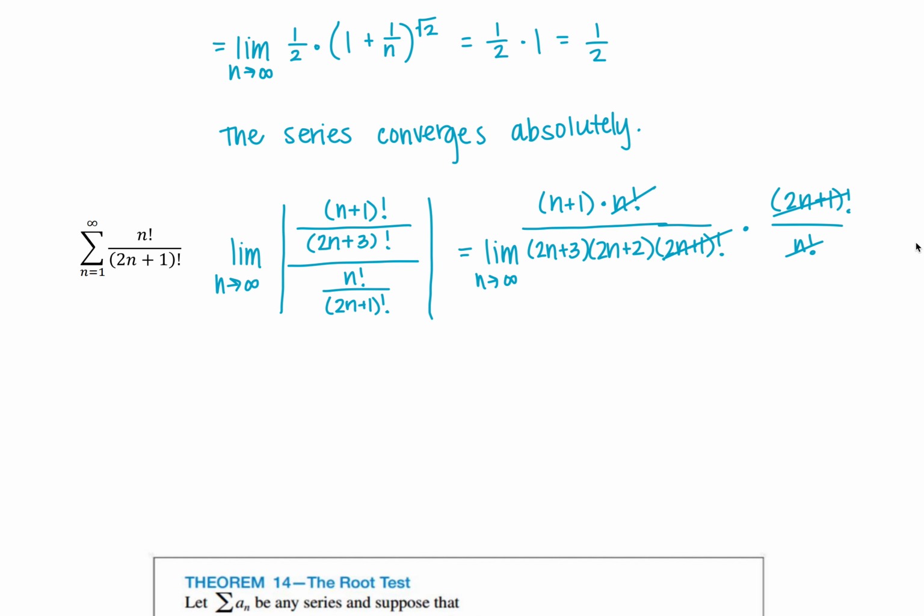So I can go ahead and cancel a few things. So what I'm left with is n plus 1 over 2n plus 3 times 2n plus 2. 2n plus 2 is just 2 times the quantity n plus 1. So I've got a few more things that I can cancel. Those n plus 1s are going to cancel. So we're just left with 1 over 4n plus 6, which I'll go ahead and rewrite.